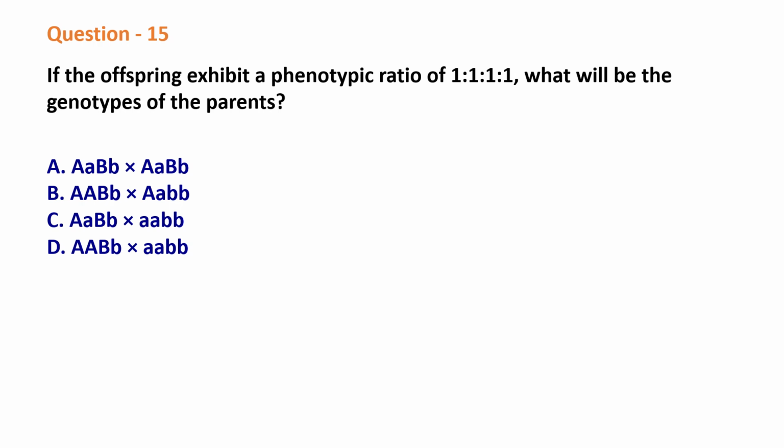Next option, capital A, capital B small b crossed with capital A small b small b. Next option, capital A, capital B small b crossed with small a, small b small b. The correct answer is capital A, capital B, small b, crossed with small a, small b, small b.